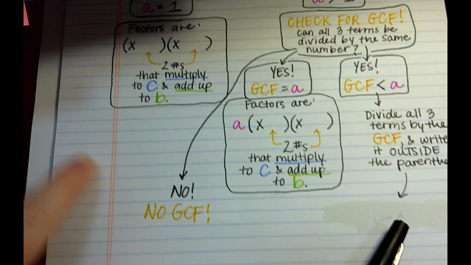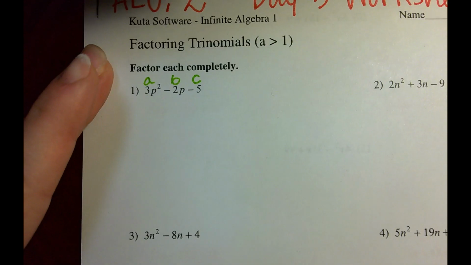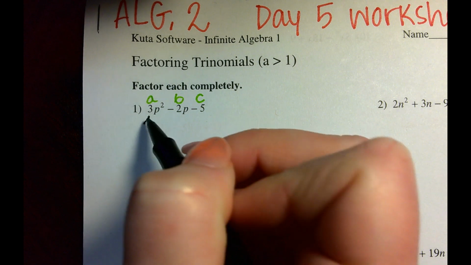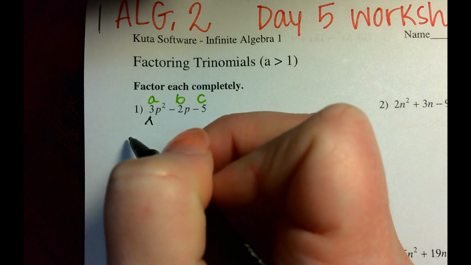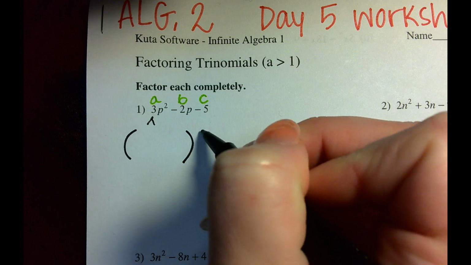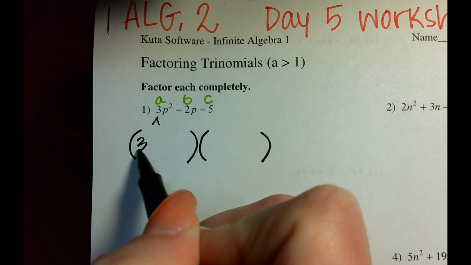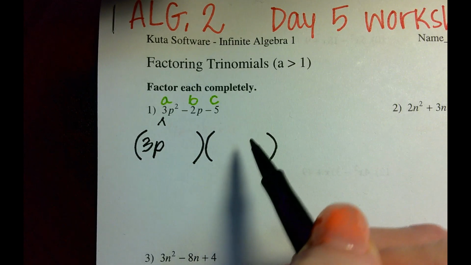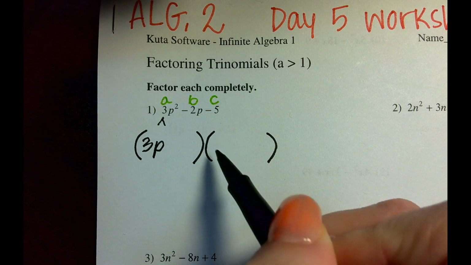So whenever A needs to be included in our answer, we're really thinking about the factors of A. So my A is 3. What are the factors of 3? Just 1 and 3, or 3 and 1. So we really can only have this option here, where we have 3p, because our variable is p, and what would be the first term in my second set of parentheses? Just p, yeah, perfect.